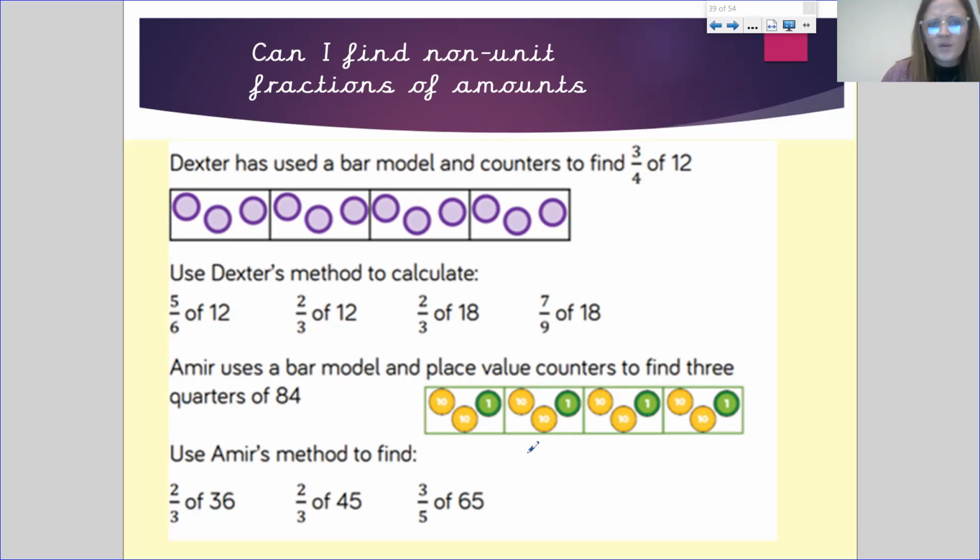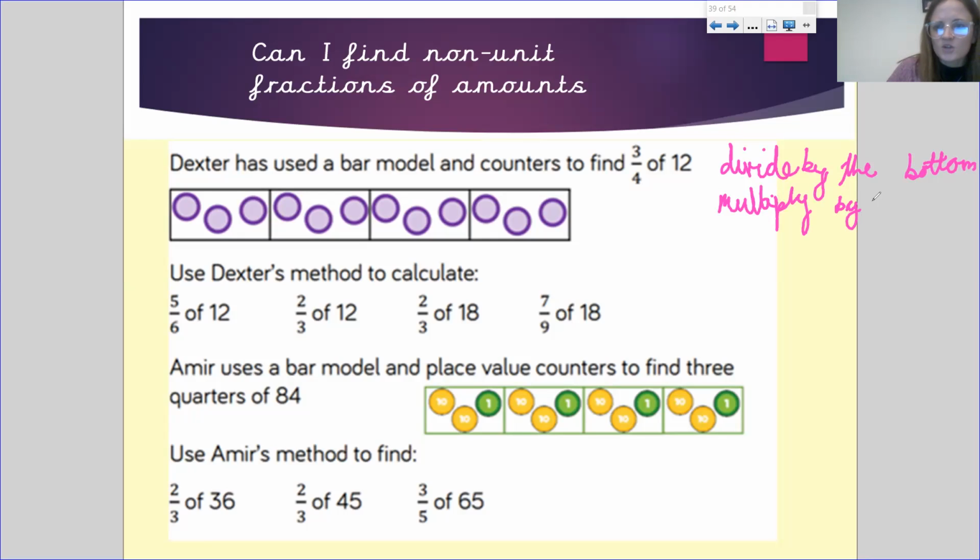So the question is, Dexter has used a bar model and counters to find 3/4 of 12. So just as before, you can see that 12 has been broken into 4 equal groups. Remember, we divide by the bottom, and then you multiply by the top.